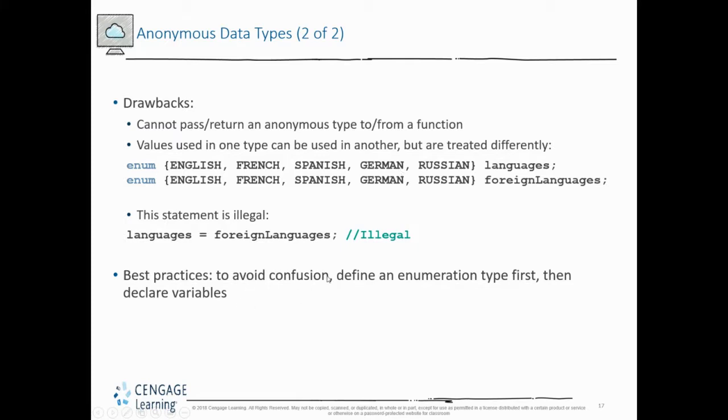Best practice, to avoid confusion, define an enum type first, then declare the variable. Meaning, again, put the value over here. Enum languages, as an example: English, French, Spanish, German, Russian. Then you could have foreign languages equal to languages. You could do it that way.